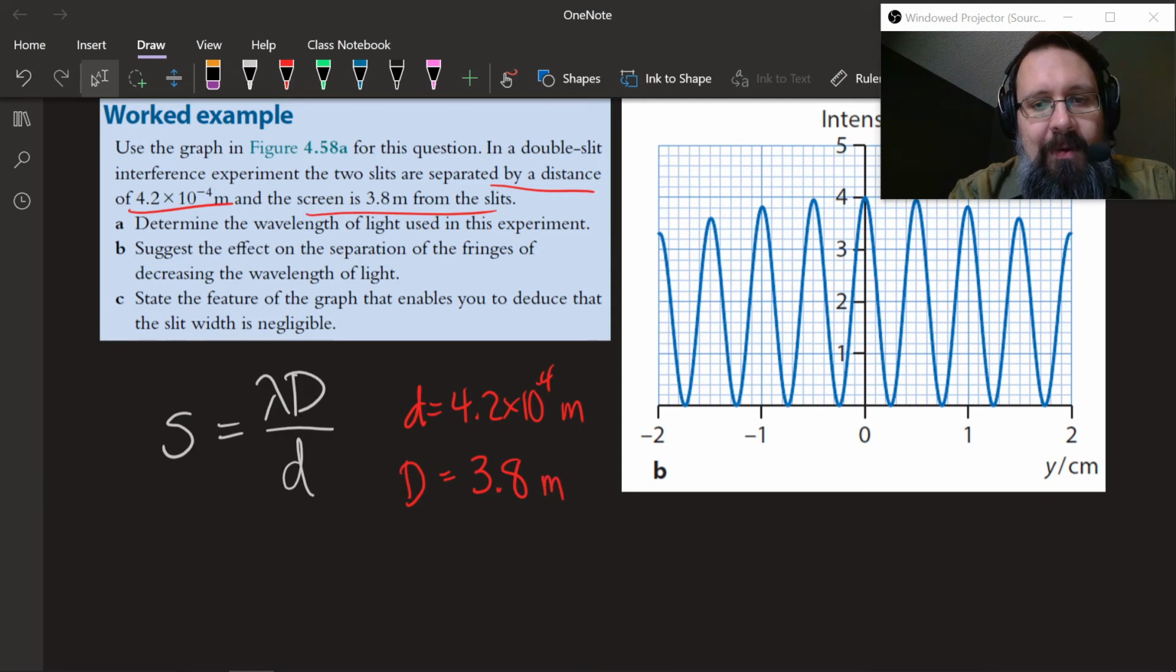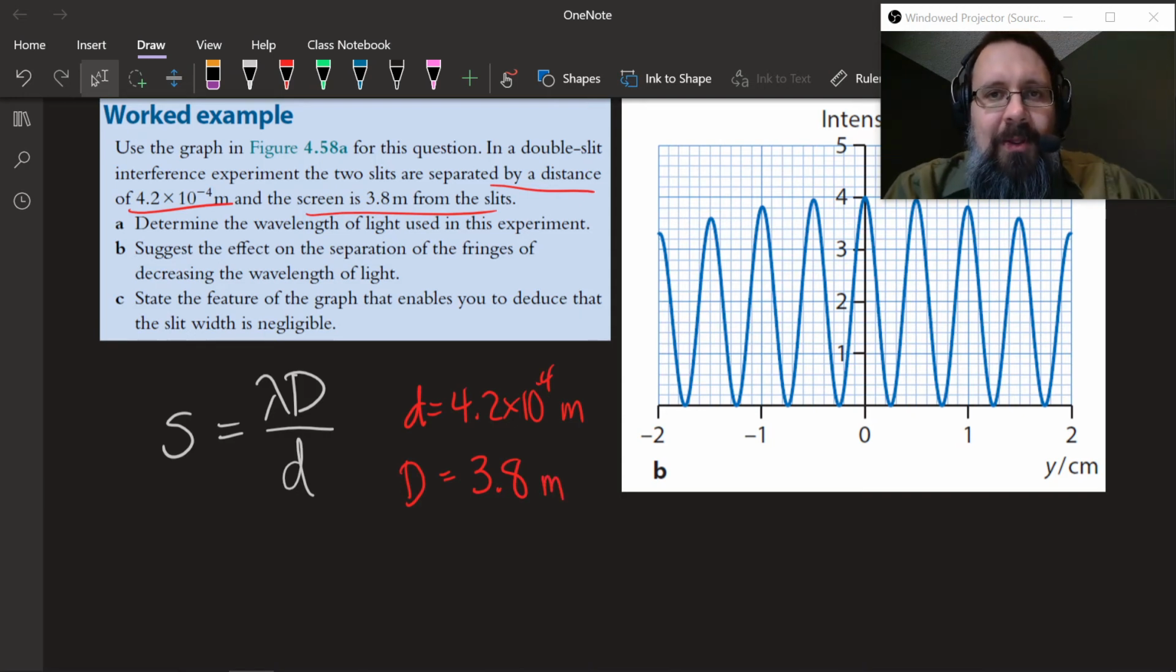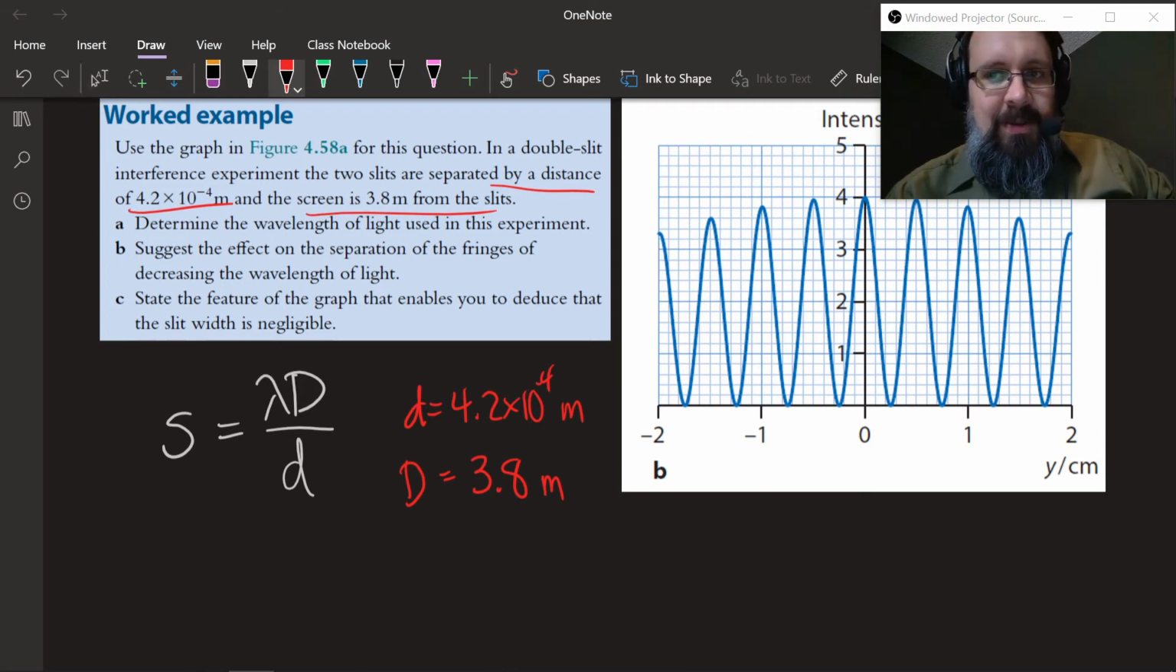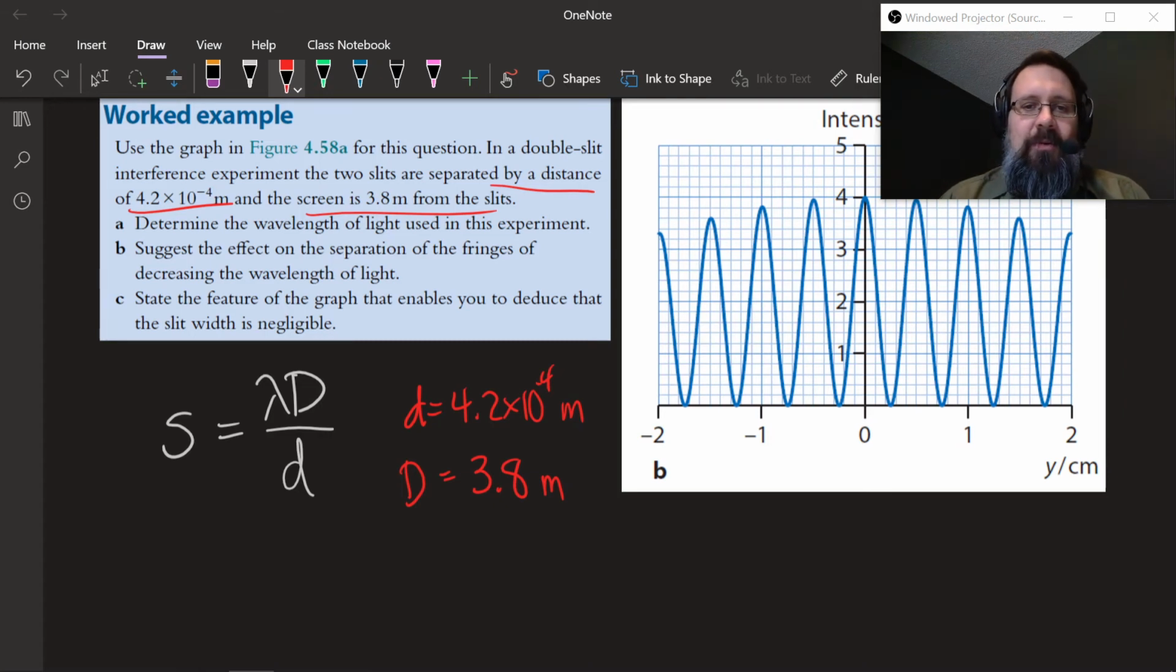And remember that one of the major assumptions of our model was that big D was much, much greater than little d. And so you can see in this case, it is true, where our big D is 3.8 meters, it's way, way bigger than 4.2 times 10 to the negative 4 meters. It's about 10,000 times bigger. So our approximation is going to work out, where we said that sine and tan are about the same.